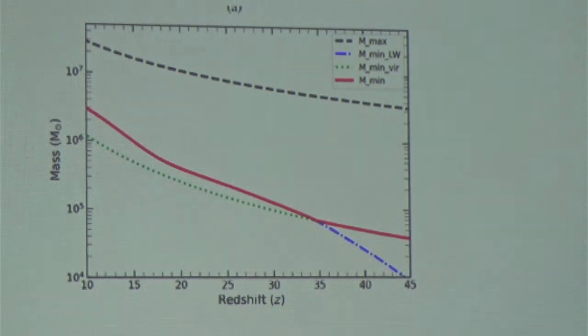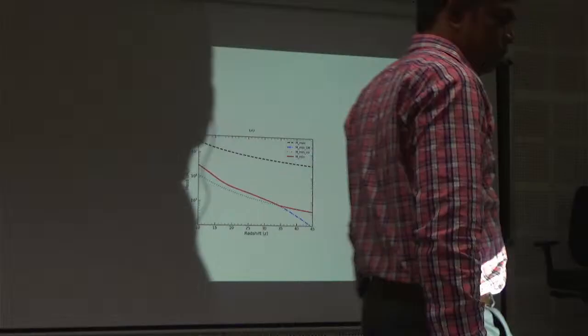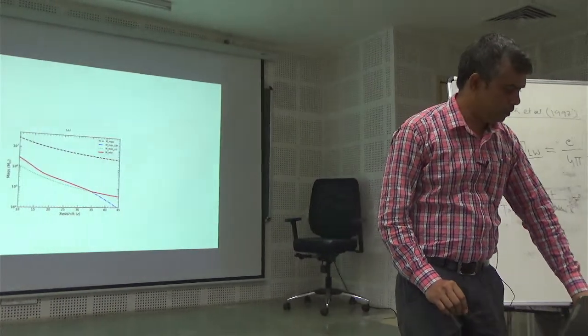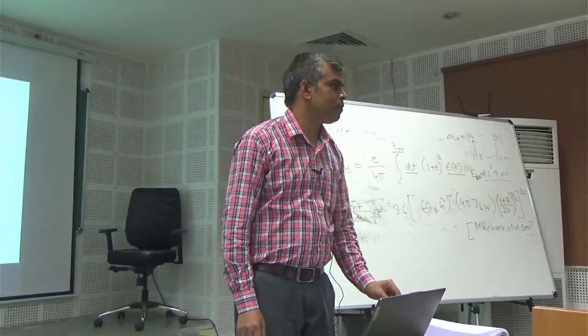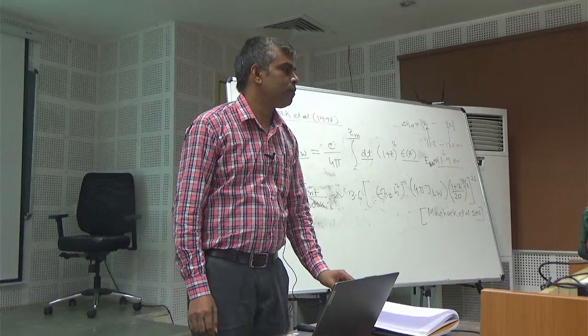So this is just coming from my calculation. In reality, it may not be there, but you have to sacrifice this criterion. Atomic cooling is effective when the atoms are there, but molecular cooling is effective when the molecules are there. They are not there in 4G.